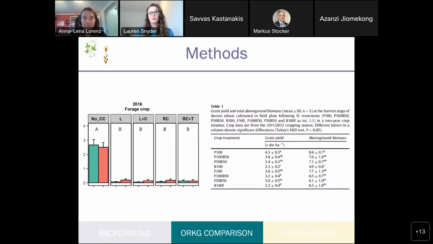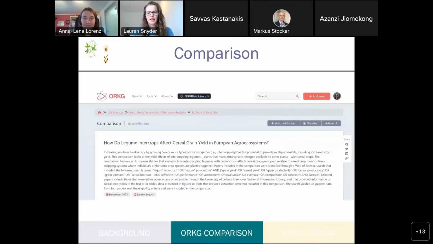And I think this is one of the visions of the ORKG team, so I wanted to just highlight the importance of that here. So now that you have a little bit of background about my research question and how I found the literature to be included in comparison, I'll just take a moment to show you the comparison in the platform itself.